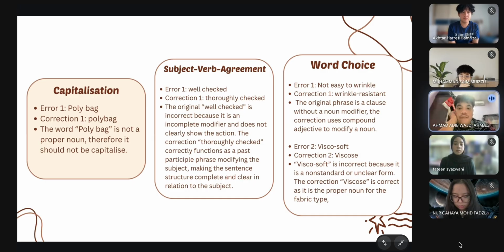Okay, thank you, ZAIM. The next type of errors is word choice. So error 1, not easy to wrinkle. The correction is wrinkle resistant. Because the original phrase is a clause without a noun modifier, the correction uses a compound adjective to modify a noun. The next error is viscosoft. The correction is viscose. Viscosoft is incorrect because it is a non-standard or unclear form. The correction viscose is correct as it is the proper noun for the fabric type.